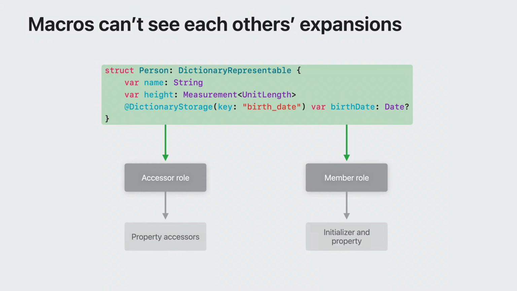You might be wondering, when two different macros get applied to the same code, which one gets expanded first? The answer is, it doesn't really matter. Each one will see the original version of the declaration without expansions provided by the others. So you don't need to worry about ordering. You'll see the same thing no matter when the compiler expands your macro.